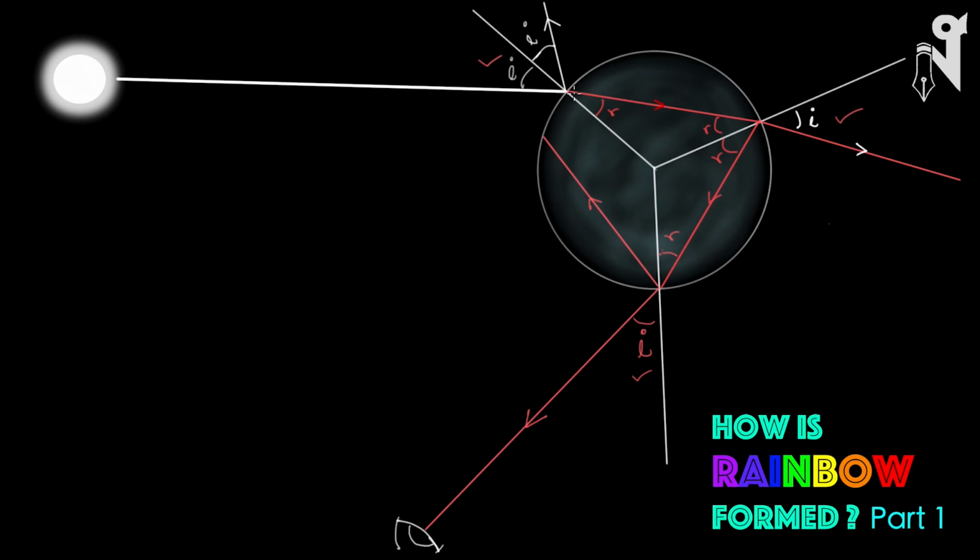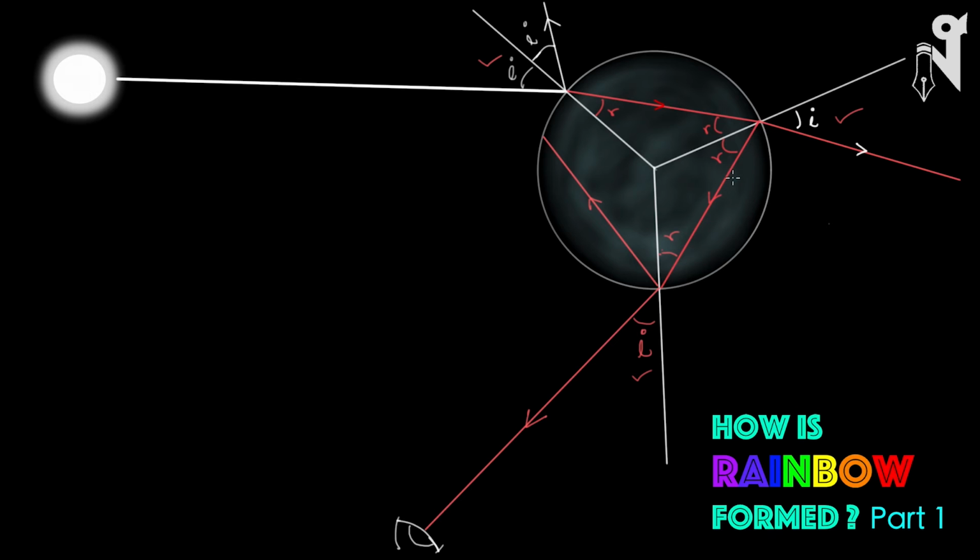So red enters water. If it is entering water, it is going to slow down according to its refractive index. So red has got a refractive index of around 1.325. According to that, it is going to bend towards the normal. So it has bent slightly towards the normal. It has not gone straight. Straight would have been like this. It has not gone straight. It has bent down.